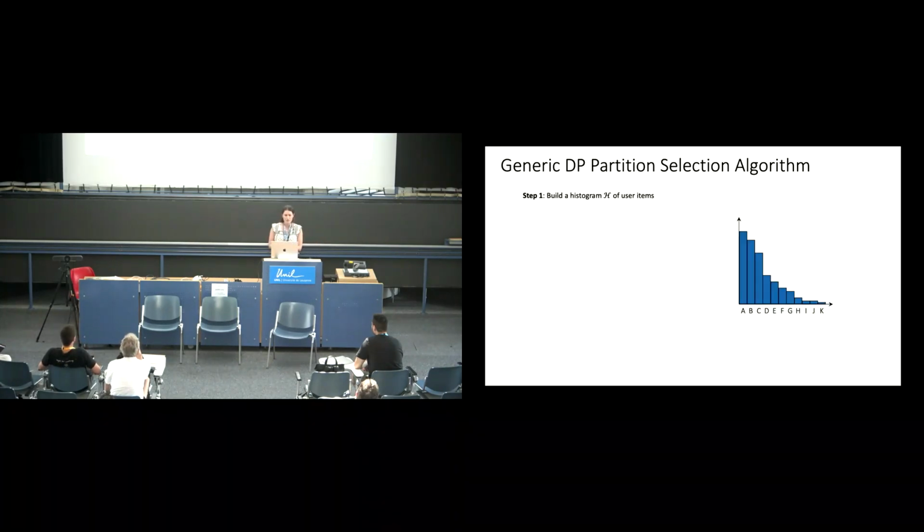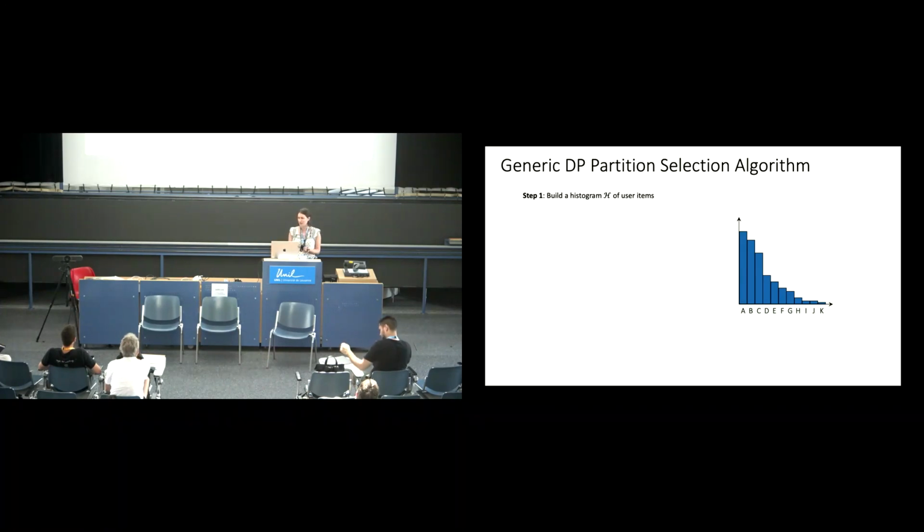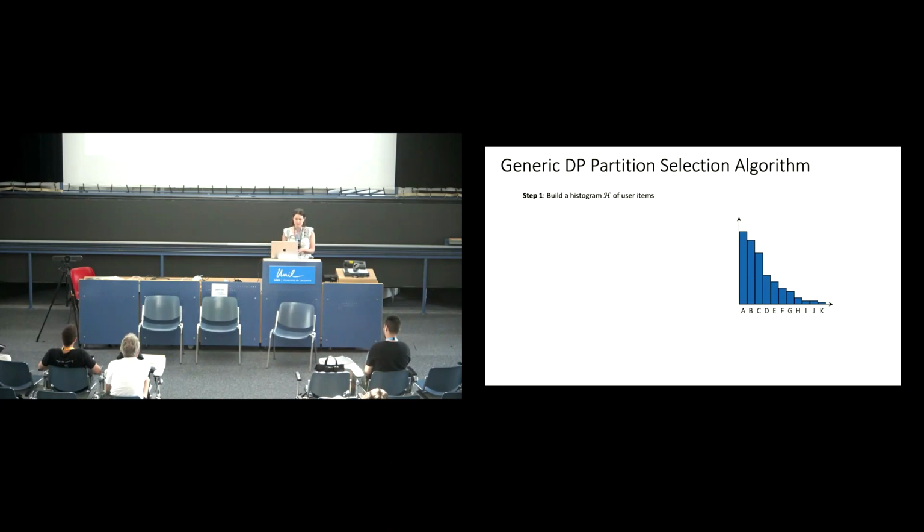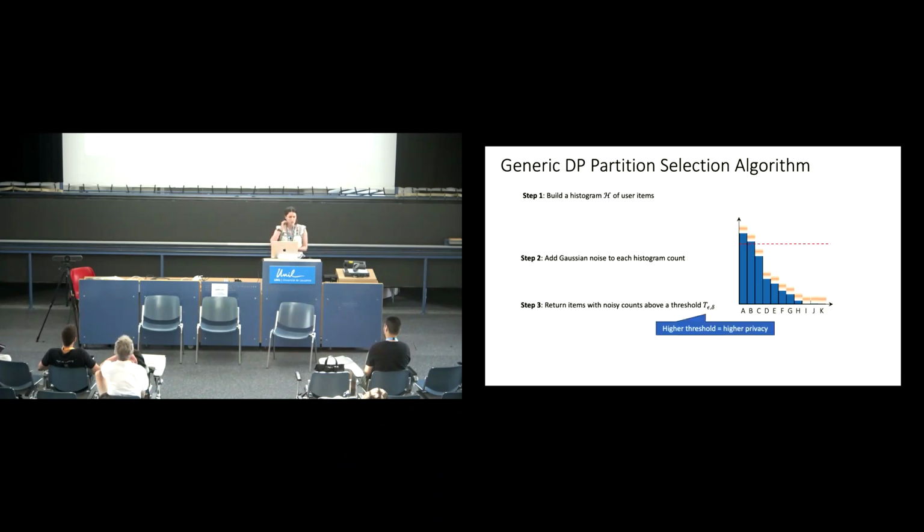So let's talk about just a generic partition selection algorithm. It has three basic steps. First, you build a histogram over the user items. So for example, the bins might be queries or words. You then add a calibrated noise, maybe Gaussian noise, to each count, and then return items that have noisy counts above some specified threshold. And so the noise you add and the threshold will be determined by your privacy parameters, and in general, higher threshold gives higher privacy.